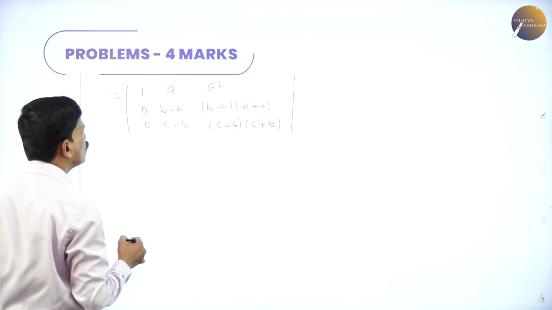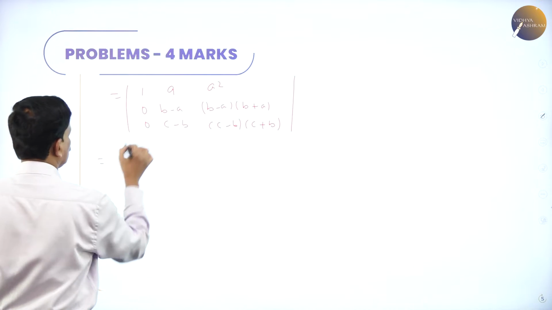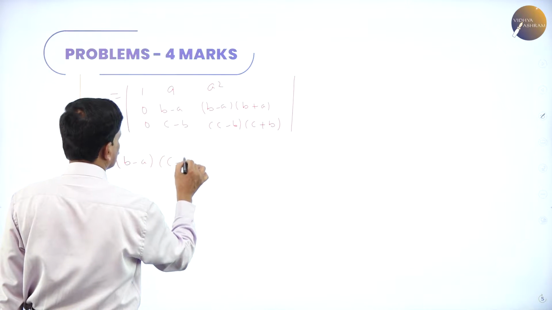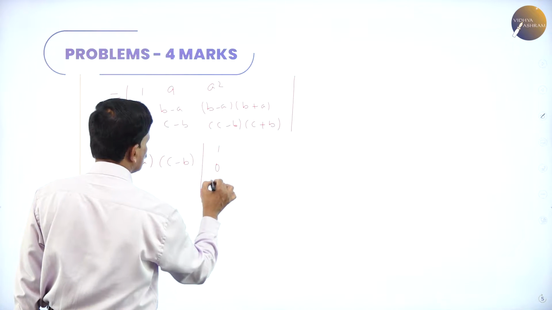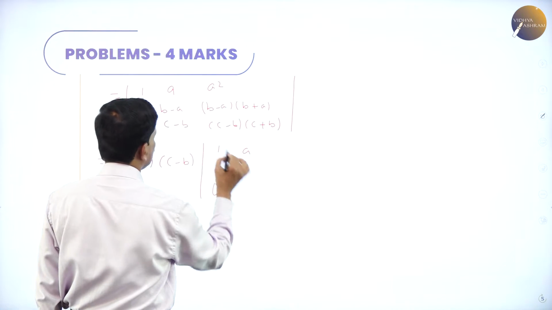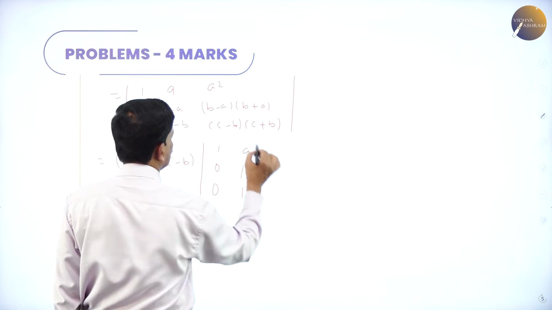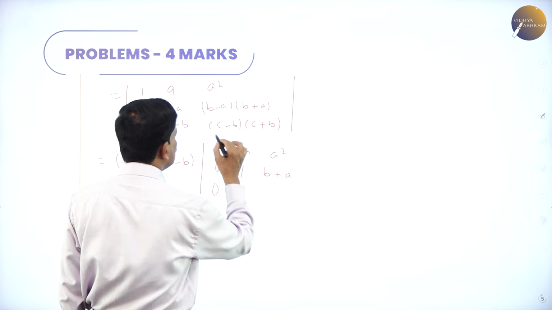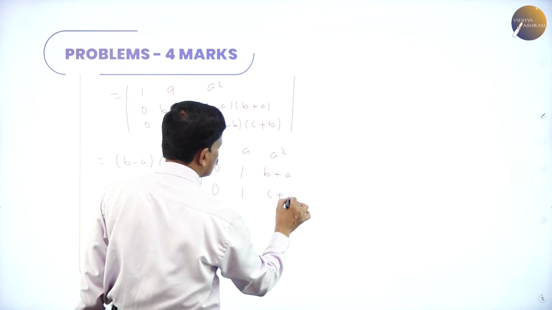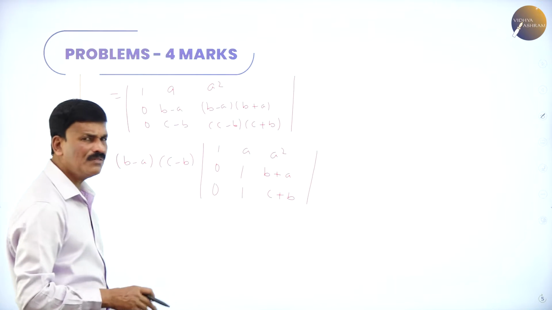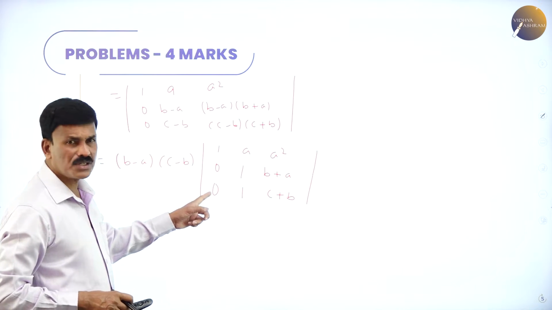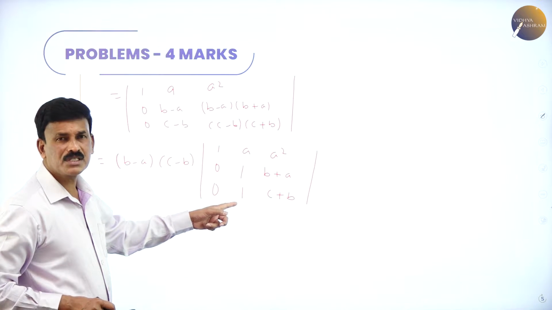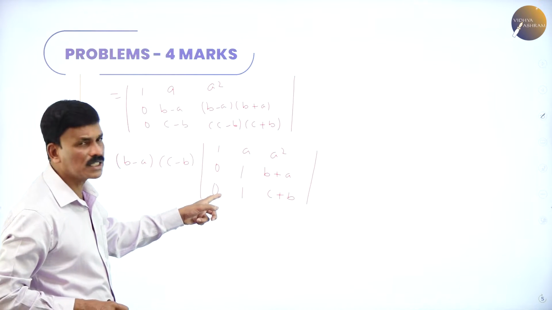Now you can take the common factor. Here I can take B minus A as the common factor. Here C minus B is the common factor. So what are we going to get? 1, 0, 0. Here A, B minus A is gone, 1, 1. Here A square as it is, B minus A is taken out, what is left over is B plus A. C minus B is taken out, what is left is C plus B. Now very simple. See, these two elements are 0. Convert this element to 0. Once you convert this element to 0, then all the elements below the principal diagonal become 0.